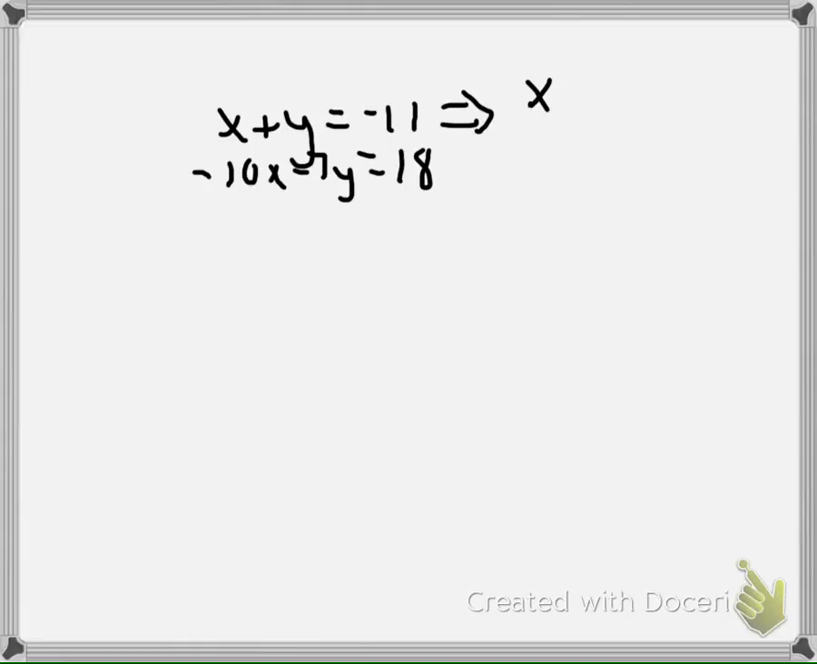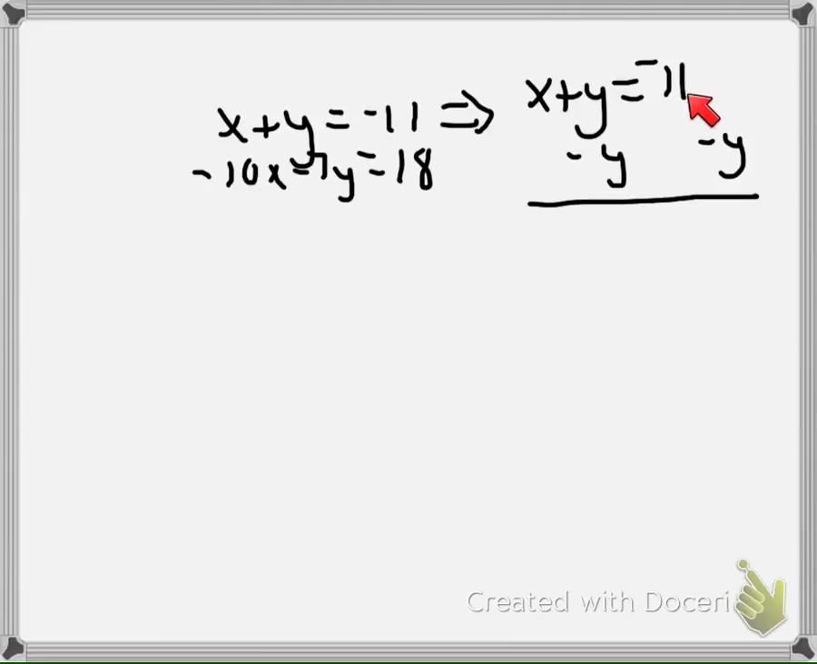I have x plus y equals negative 11. If I want the x to be by itself, I have to subtract y from both sides. And so I'm going to go minus y here and minus y here. Notice that I didn't line the negative 11 and the negative y up because I'm not really taking y away from negative 11 because I can't. These are not like terms. But I can rewrite this expression on this side.